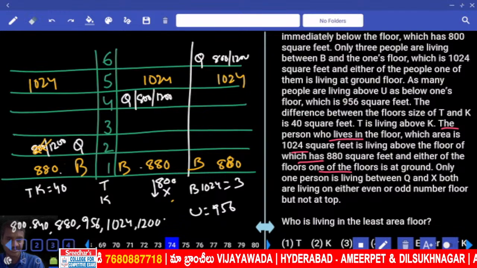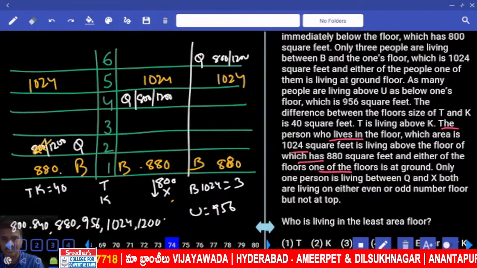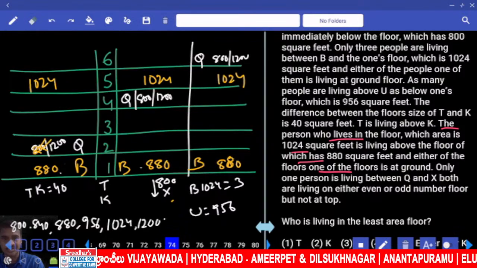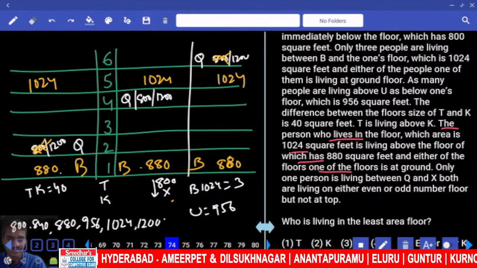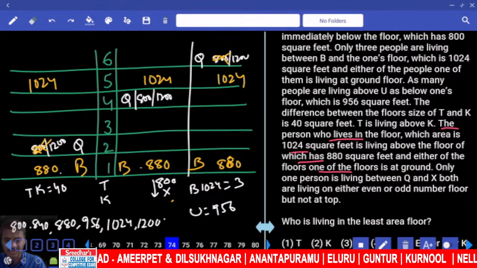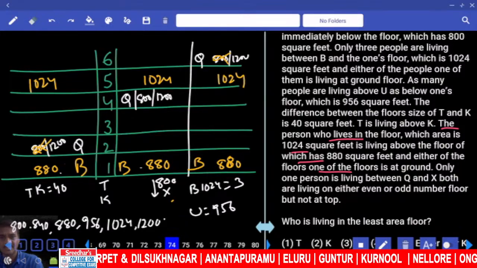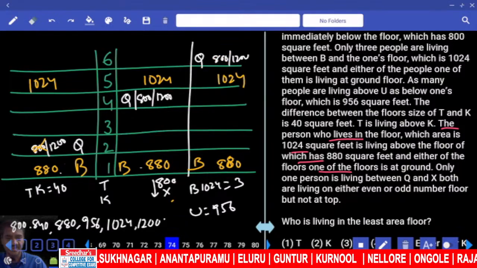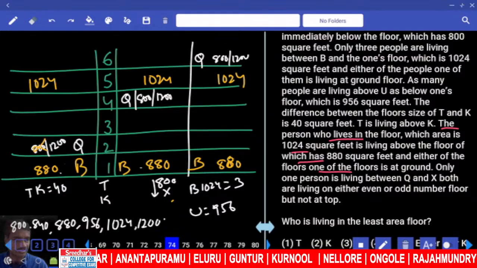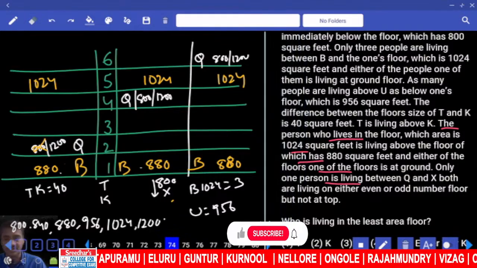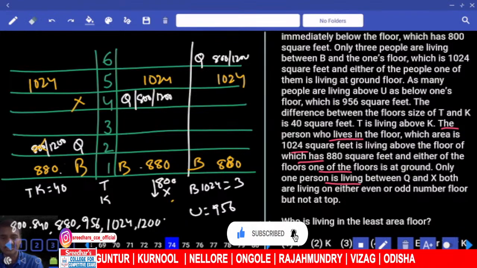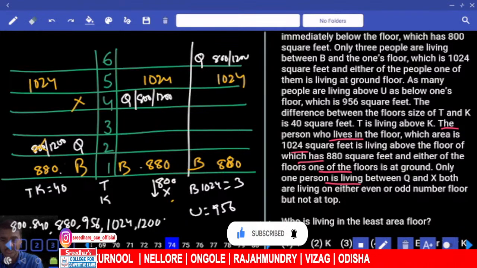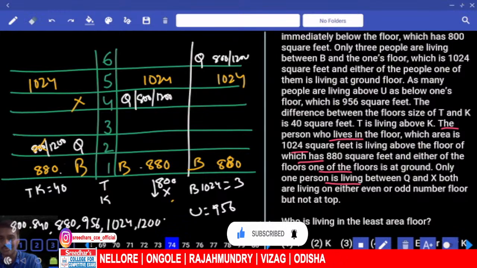Then 800 and Q is either 800 or 1200. Now Q cannot be 800. Why? Because if Q is 800, now X must be... Yes, that is not possible. And only one person between Q and X. Now between Q and X how many? One person. Q and X there must be exactly one person.